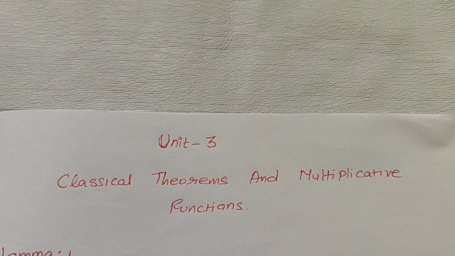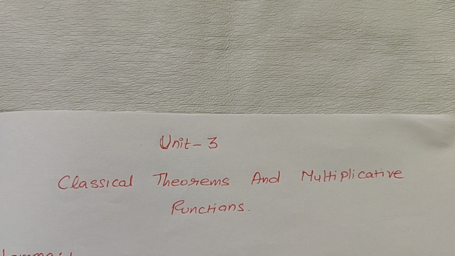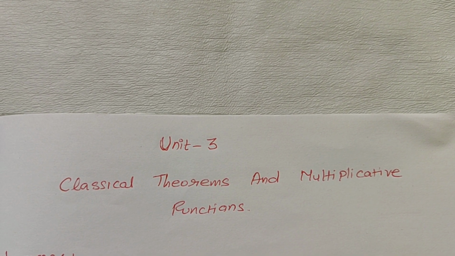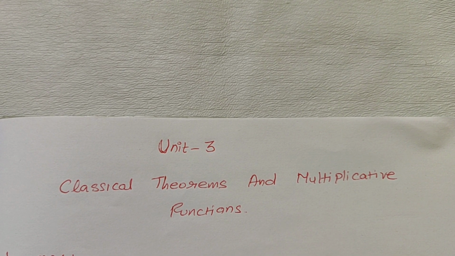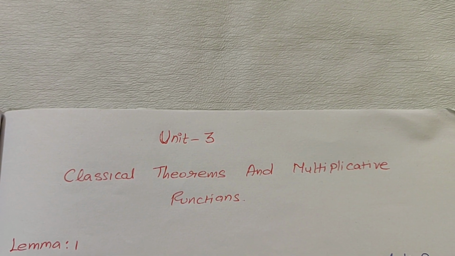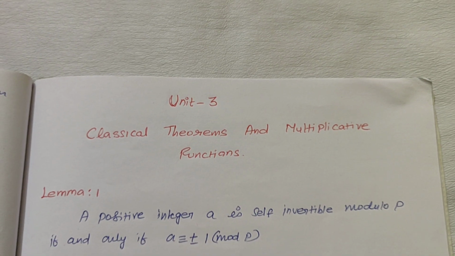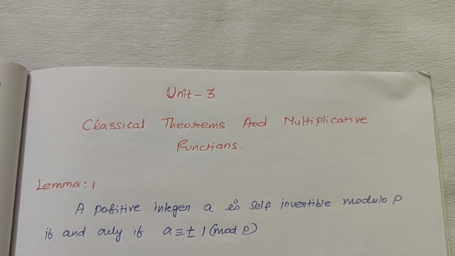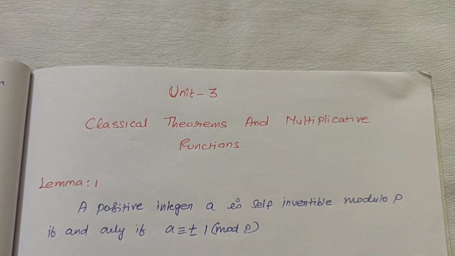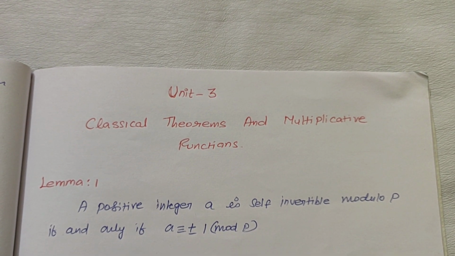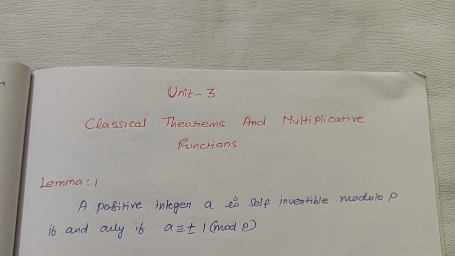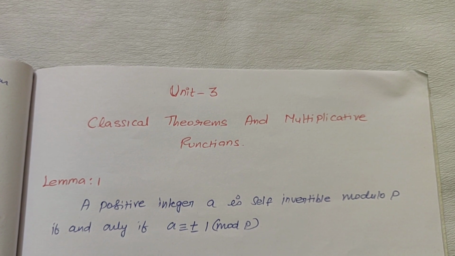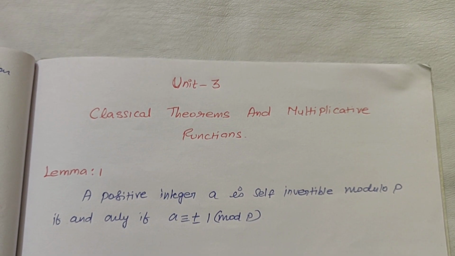Good morning students. In this video we are going to study the topic classical theorems and multiplicative functions, which is the third unit of number theory. First let us see some statements of the theorems and lemmas. The first lemma states that a positive integer a is self-invertible modulo p if and only if a is congruent to plus or minus 1 mod p.